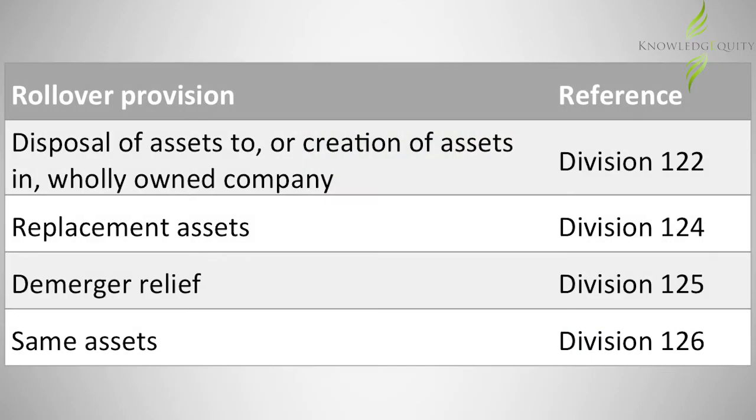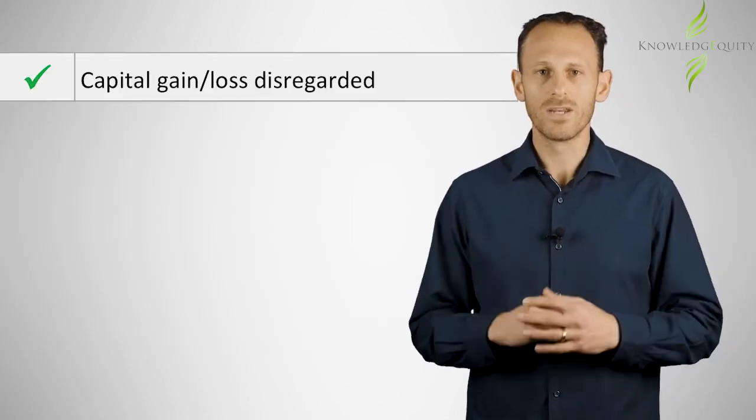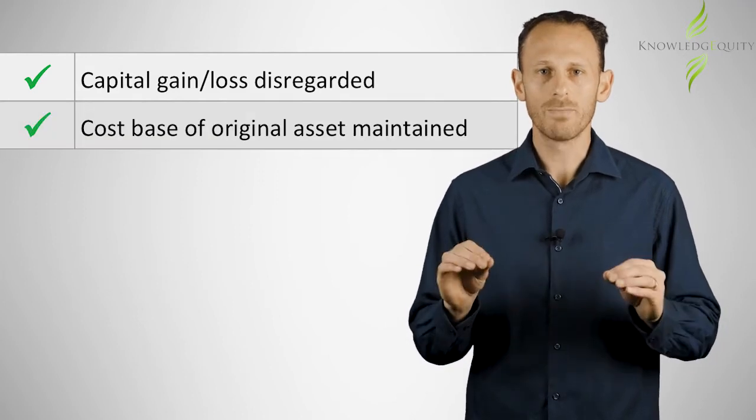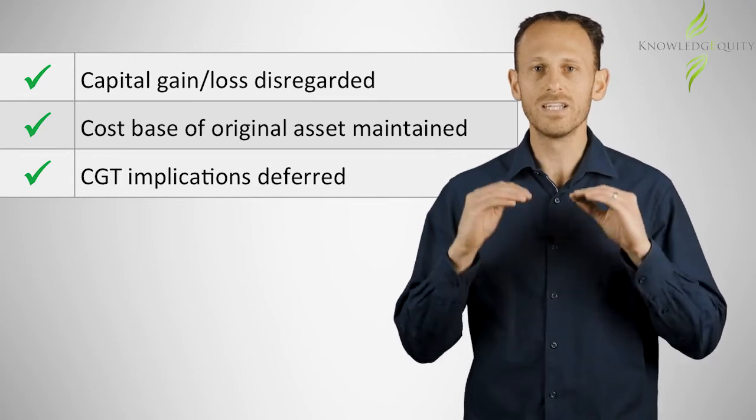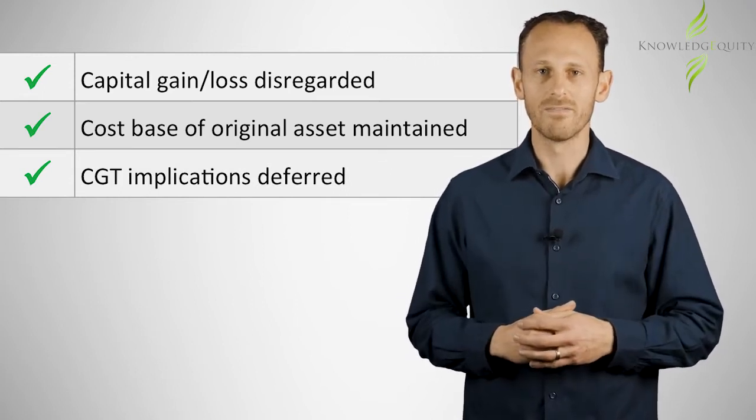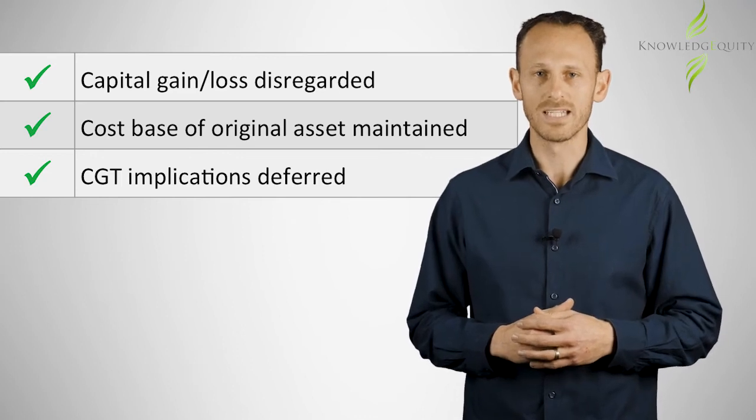Rollover relief is sometimes available to defer a capital gain or loss arising from a CGT event. The rollover provisions apply to a number of situations, including where an asset has been transferred as part of the incorporation of a business, or where an asset is being replaced due to involuntary disposal. In such situations, the original capital gain or loss can be disregarded. The cost base of the original asset is maintained, and any CGT implications are effectively deferred until another CGT event takes place in respect of the CGT asset.